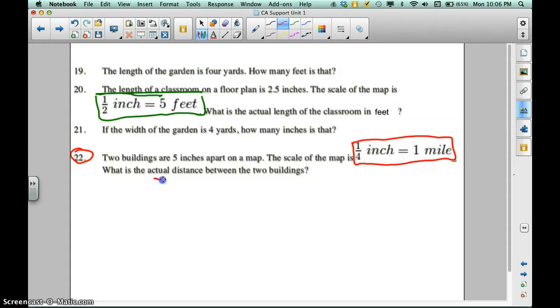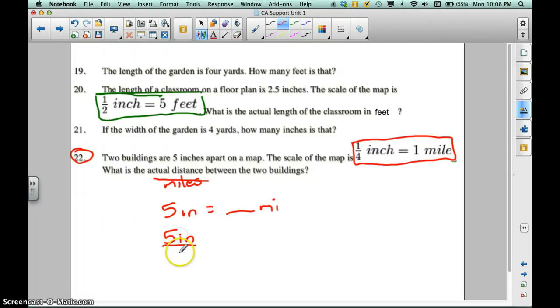We want to know actual distance. So we're looking for miles here. That would be actual distance between 2 buildings. Obviously, inches doesn't make sense for that. So 5 inches is what we're starting with, and we need to know how many miles. Now we're not using inches in a mile in real life. We're using this scale that they gave us for the map. The map says 1/4 inch equals 1 mile, so that is where our unit fraction comes from.